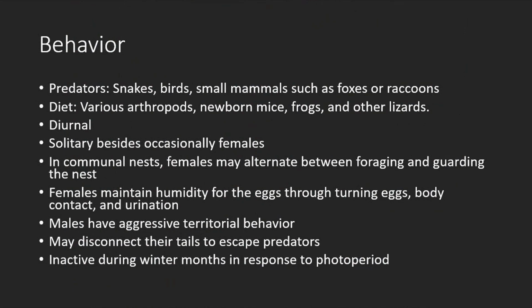Something very common in the Plestiodon genus is that they'll disconnect their tails to escape predators. This may also explain why the juveniles have such bright tails that they flick around, as it will distract the predator away from the body, thereby exchanging a tail for their ultimate survival. It's also important to note that the lost tail will also grow back.